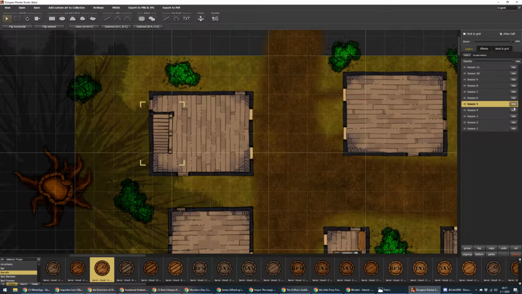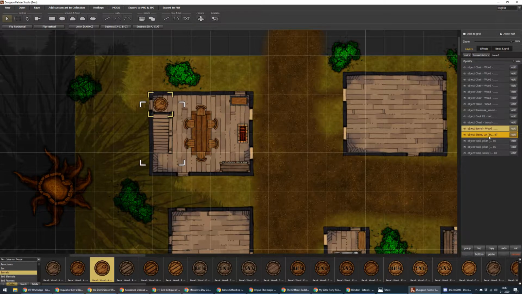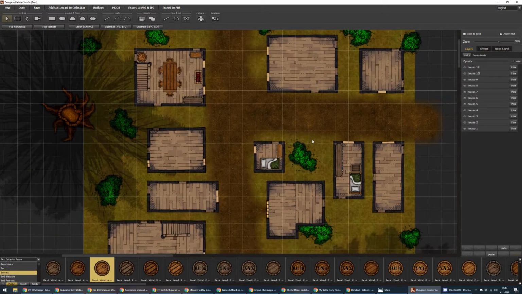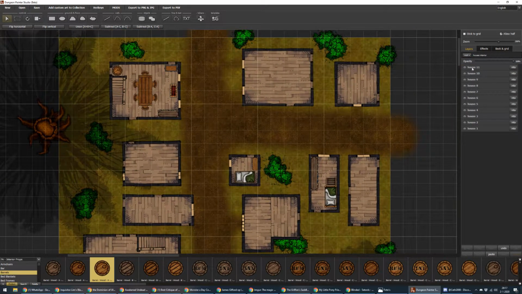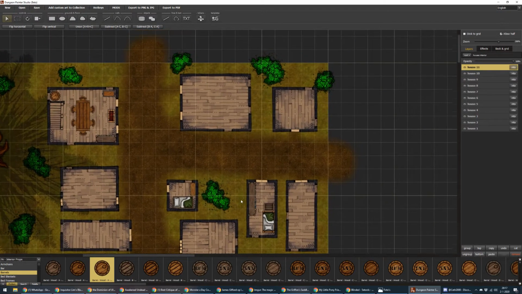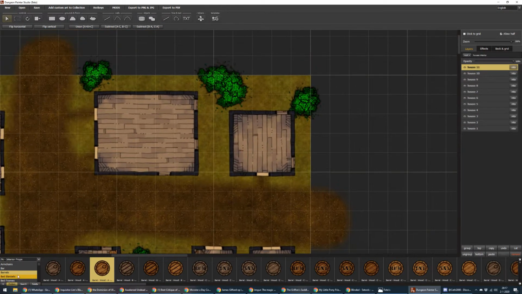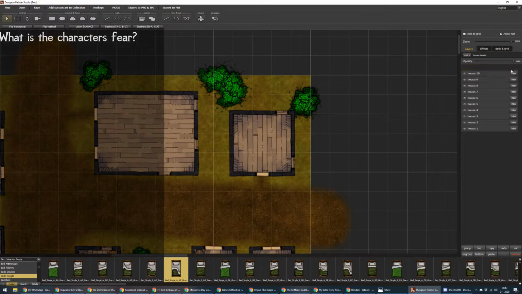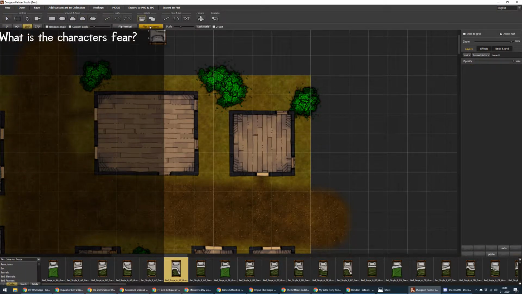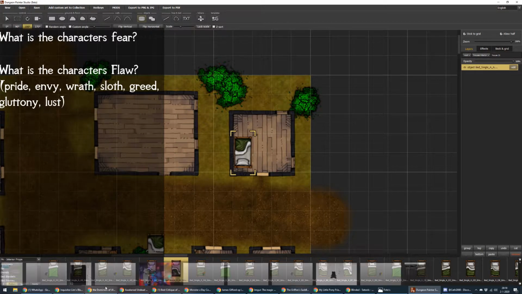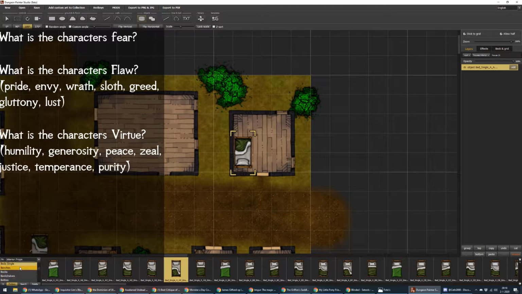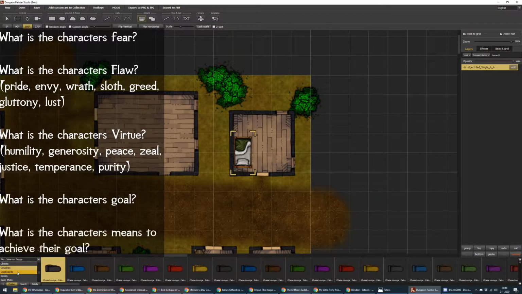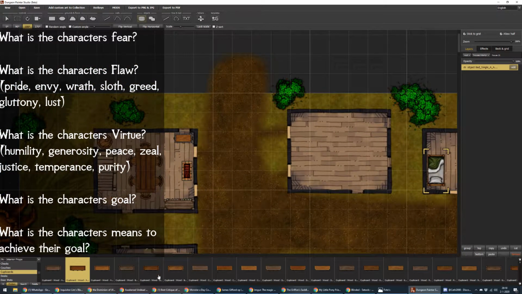So, how do I do this? Well, it's quite simple. For every NPC you answer, and when I say NPC it's just a character, you just answer 5 questions. What's the character's fear? What's the character's flaw? What's the character's virtue? What's the character's goal? And what's the character's means to achieve their goal?